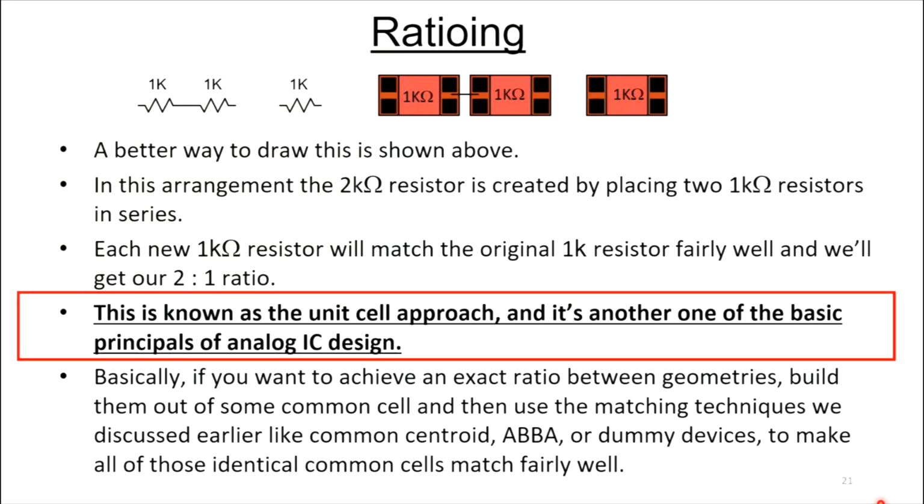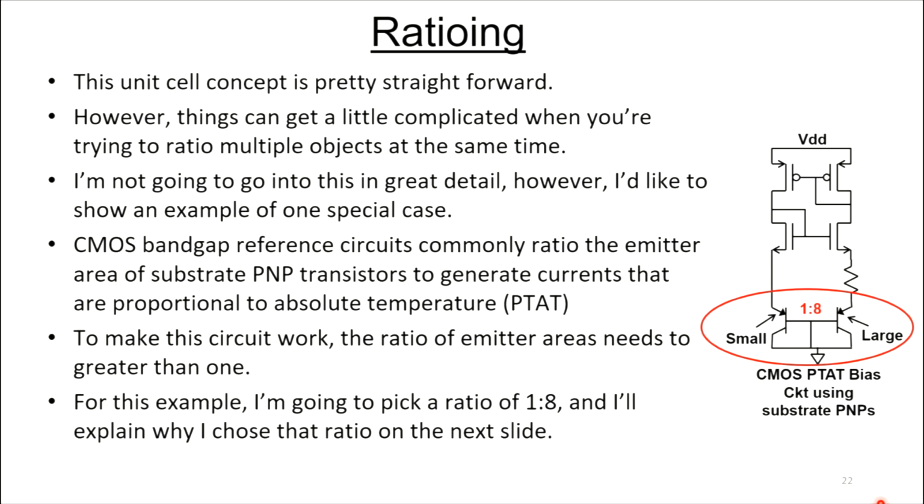This technique is known as the unit cell approach, and it's another one of the basic principles of analog IC design. Basically, if you want to achieve an exact ratio between geometries, build them out of some common cell, and then use the matching techniques we discussed earlier, like common centroid, ABBA, and dummy devices, to make all those identical common cells match very well. So this unit cell concept is pretty straightforward.